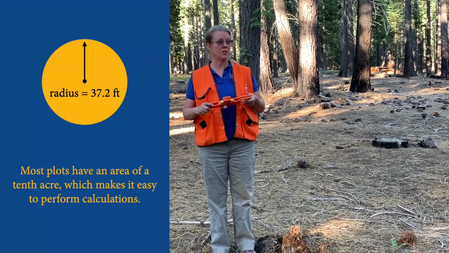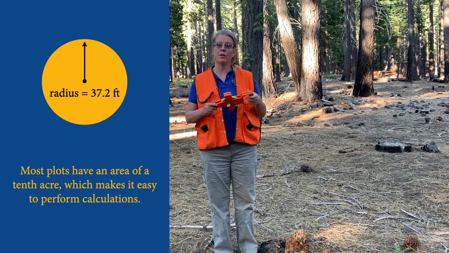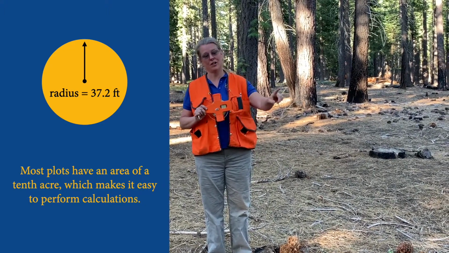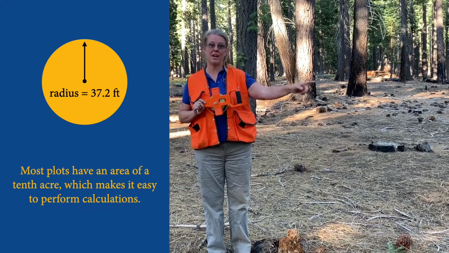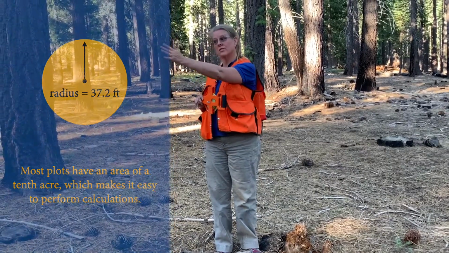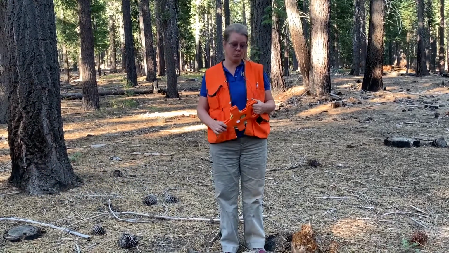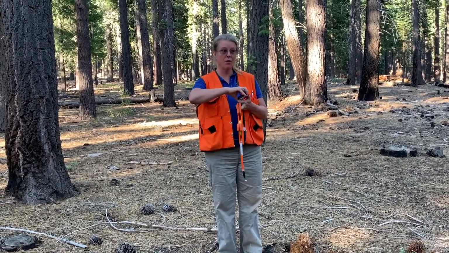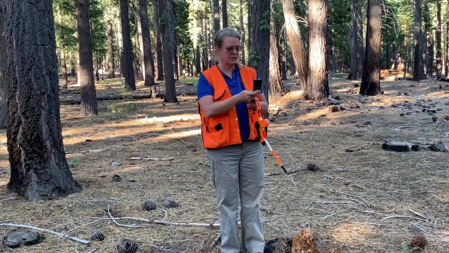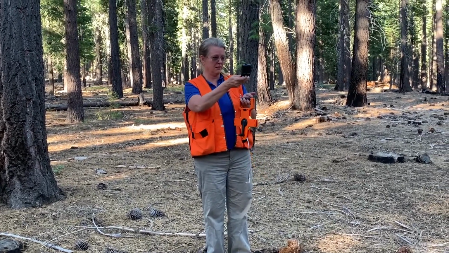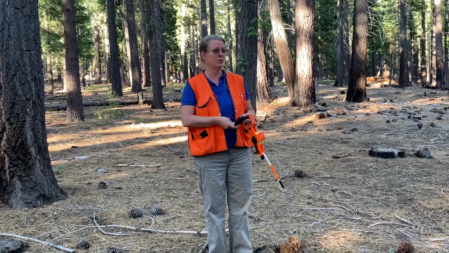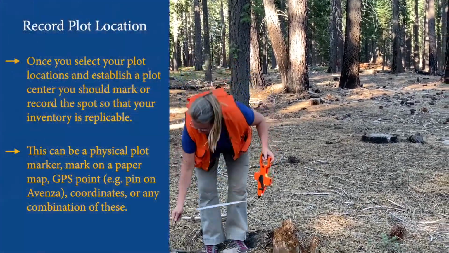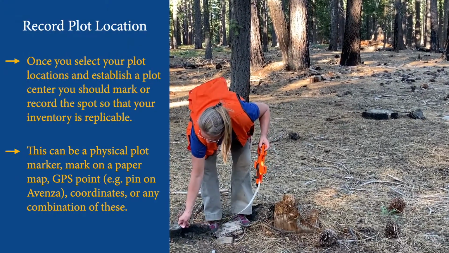And so what I'm going to do is lay out this tape 37.2 feet along from a plot center. That makes it a radius, and then in our mind we'll describe a 1/10 acre circular plot. First, I'm going to figure out which way north is so that I will lay out my tape to the north. So I'm going to walk on that bearing and lay out my tape 37.2 feet.